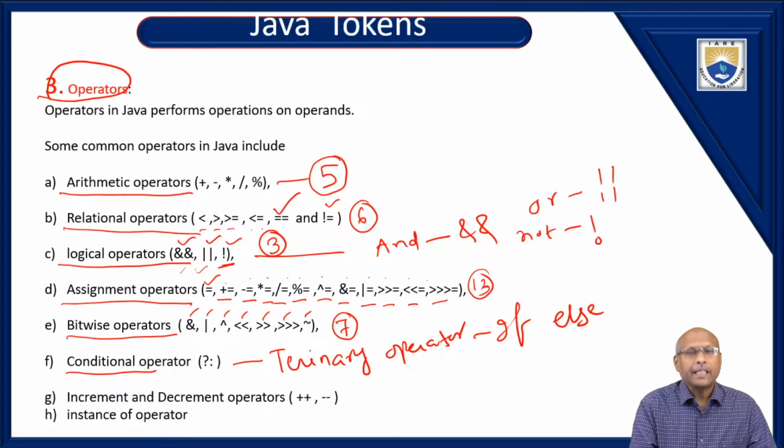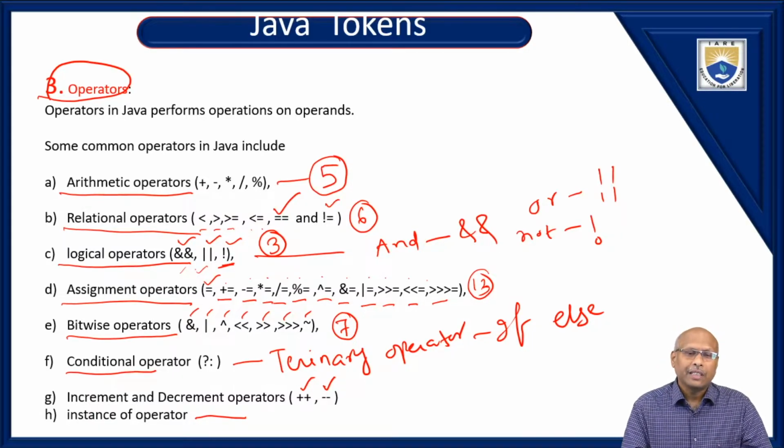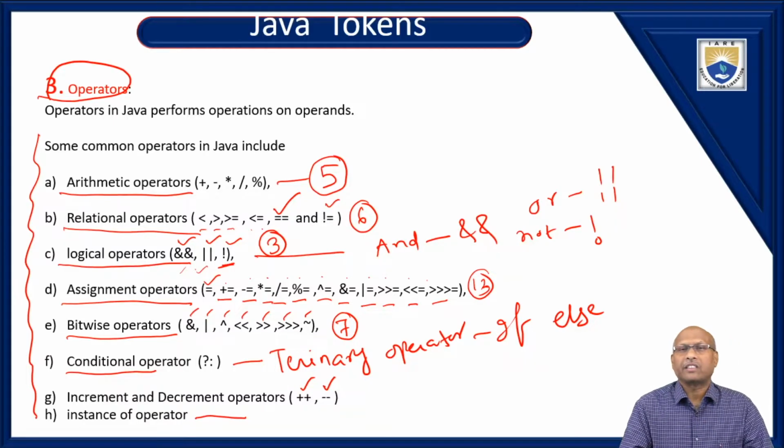Next one is increment and decrement operators, which is a special operator that depends on a single operand, which is allowed to increase or decrease the value. That time you can use either increment or decrement operators. Similarly, the instanceof operator, with which you can check whether the object is of a particular class or not. That time you can use the instanceof operator. So Java supports all different types of operators. So operator is also one type of token.